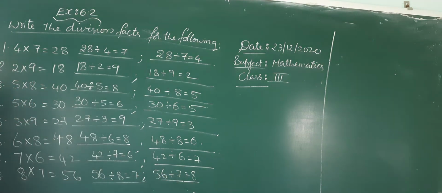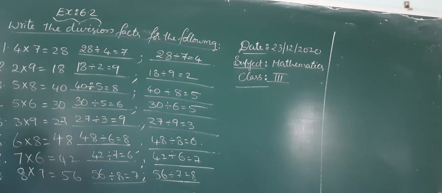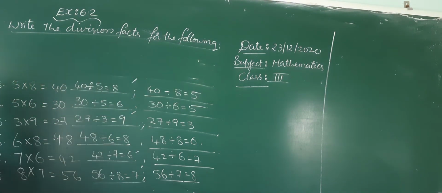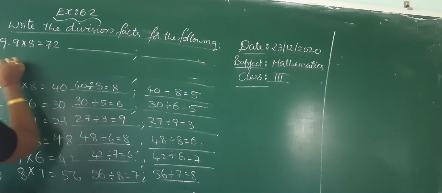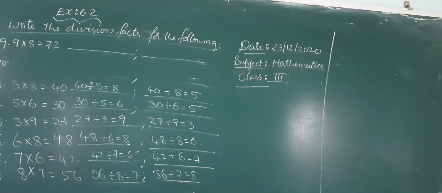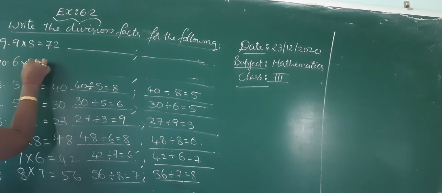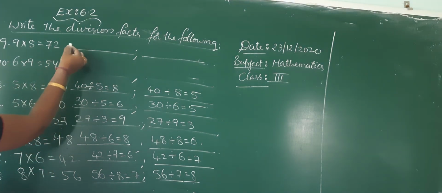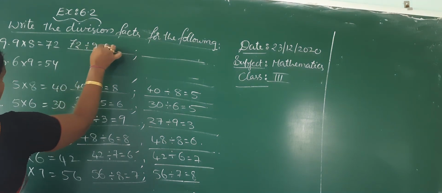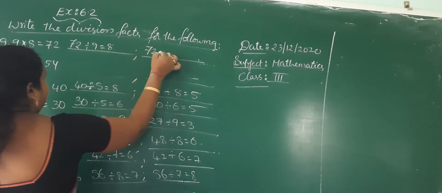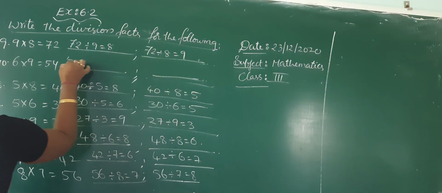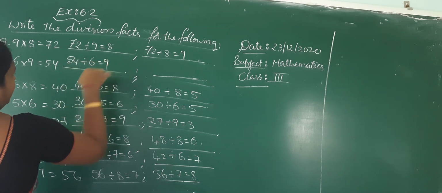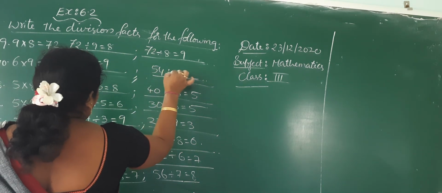See the next two division facts here. 9 8s 72. Ninth one, 6 9s 54. Write the division facts. 72 divided by 9 equal to 8. 72 divided by 8 equal to 9. See the next one. 54 divided by 6 equal to 9. At the same time, 54 divided by 9 equal to 6.